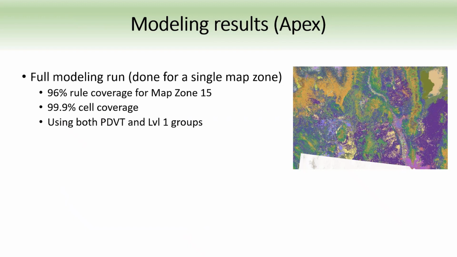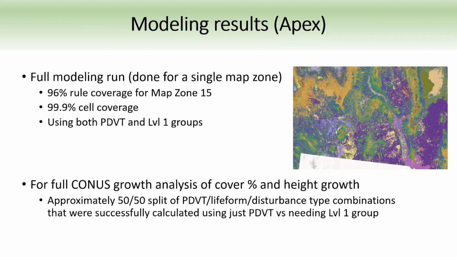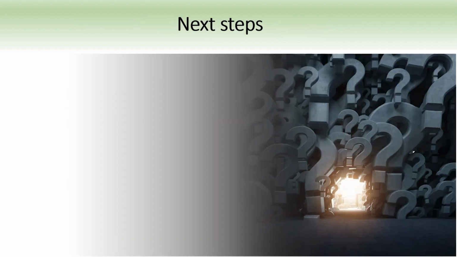For a full modeling run for a single map zone, there was really good coverage using just the PDVT and level 1 groups. And then for full CONUS, we tried to see if we had the plot data to develop those cover types. It was about a 50-50 split of ones where PDVT had enough and ones where we needed the level 1 groupings to get adequate data for a growth curve.